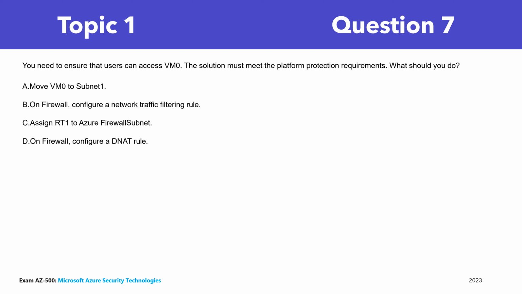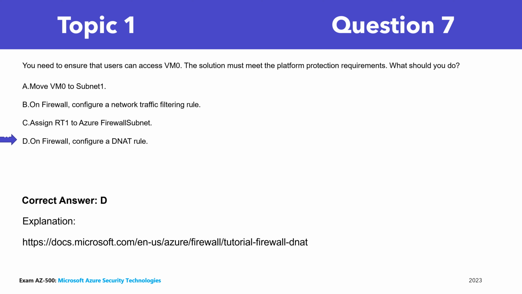You need to ensure that users can access VM0. The solution must meet the platform protection requirements. What should you do? A. Move VM0 to subnet 1. B. On firewall, configure a network traffic filtering rule. C. Assign RT1 to Azure Firewall subnet. D. On firewall, configure a DNAT rule. Correct answer, D.